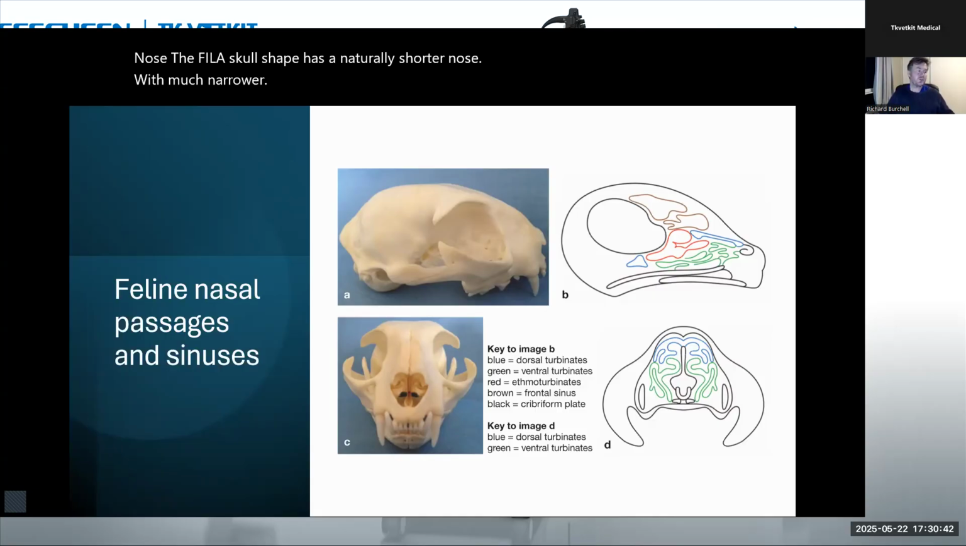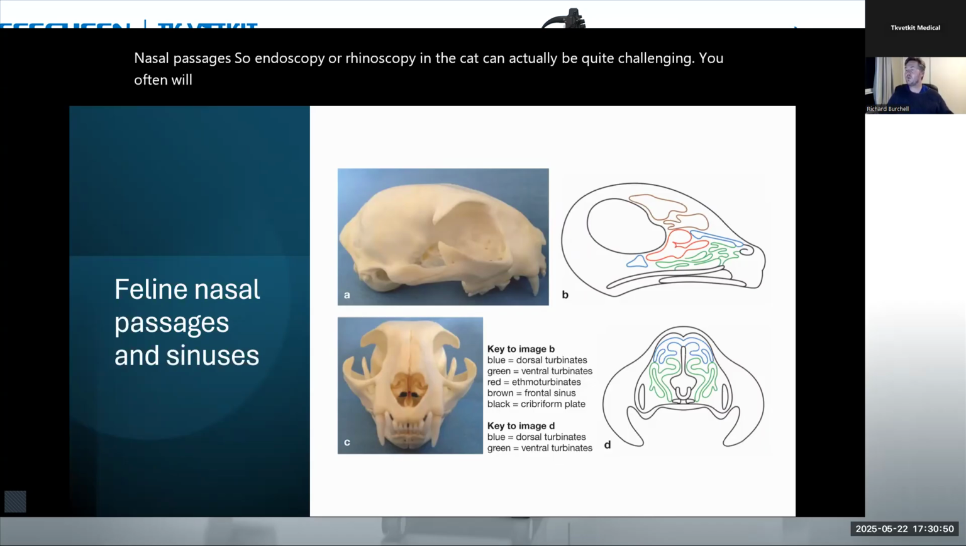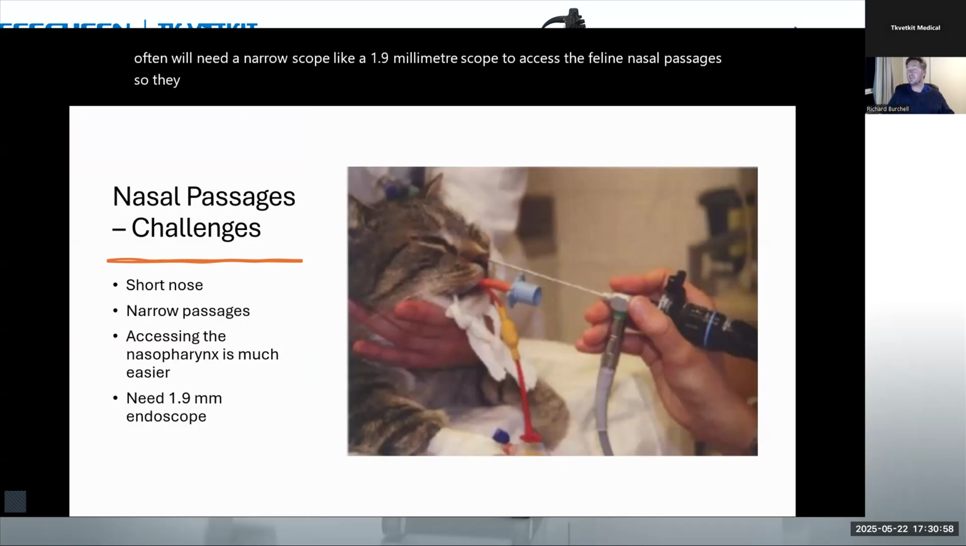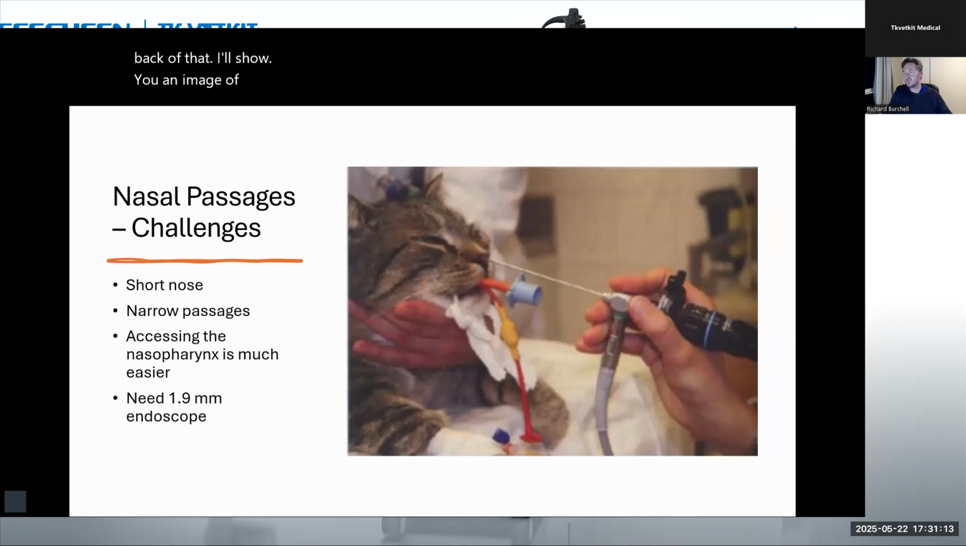nasal passages. So endoscopy or rhinoscopy in the cat can actually be quite challenging. You often will need a narrow scope, like a 1.9 millimeter scope, to access the feline nasal passages. So it's difficult to do antegrade rigid endoscopy of the cat's nose, but getting into the nasopharynx of the cat is much easier because we can use a flexible scope to get into the back of that. I'll show you an image of that when we move on to the actual endoscopic technique. So that's the anatomy of the nasal passages.